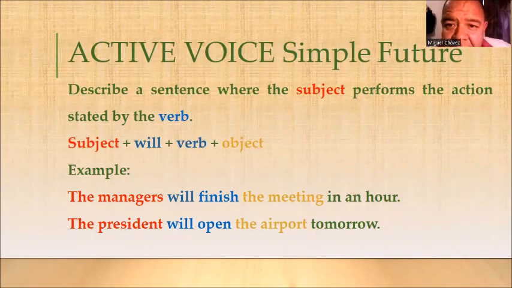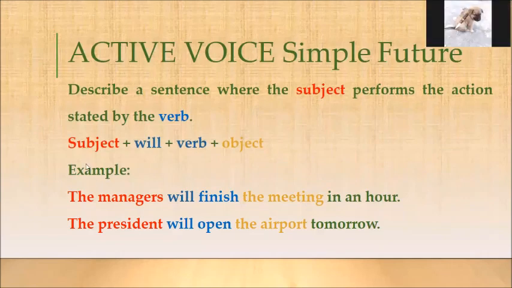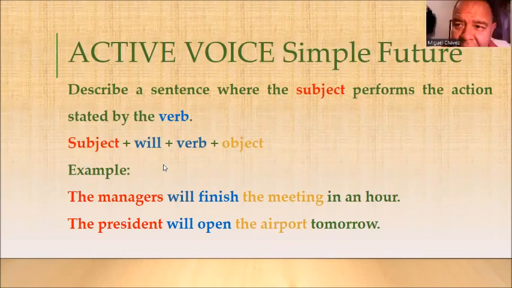It is used to describe a sentence where the subject performs the action stated by the verb. As we are going to see the simple future, remember that we use the auxiliary verb will and then the verb in simple form. This is an example for the active voice in simple future. The managers will finish the meeting in an hour. A second example is the president will open the airport tomorrow. As you can see in these examples, the future simple is going to be formed using will and the verb in simple form.